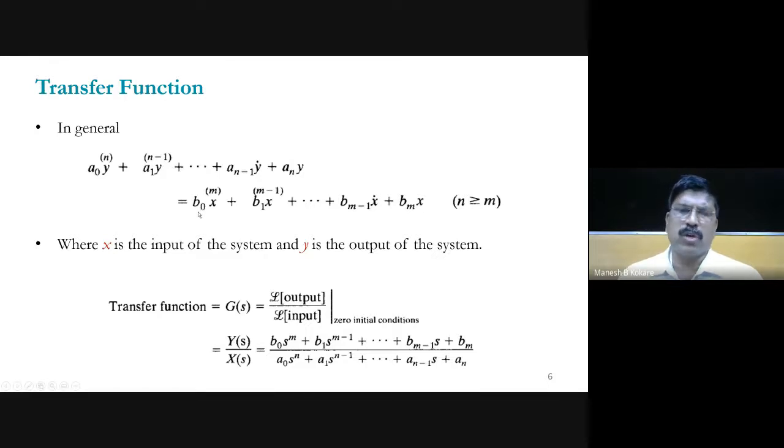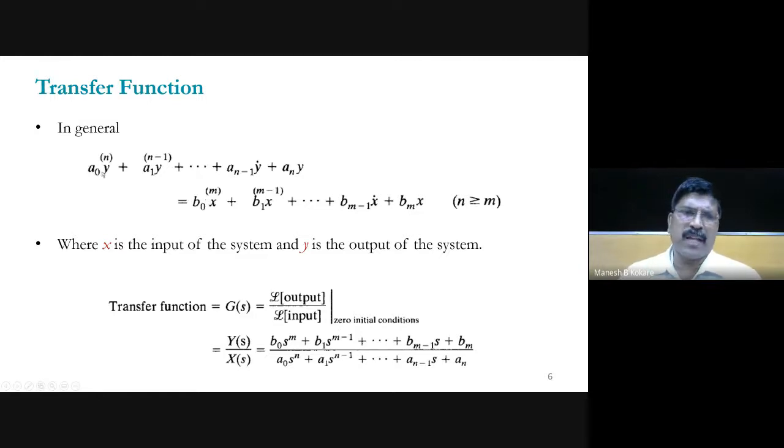Which is equal to b0 into x raised to m, b1 into x raised to m minus 1, up to bm minus 1 x raised to 1 and bm into x raised to 0, where the power n is greater than or equal to m, and where x is the input and y is the output of the system. And you know that the transfer function is given by G of s, which is equal to the Laplace transform of the output variable to the Laplace transform of the input variable, by assuming 0 initial conditions.